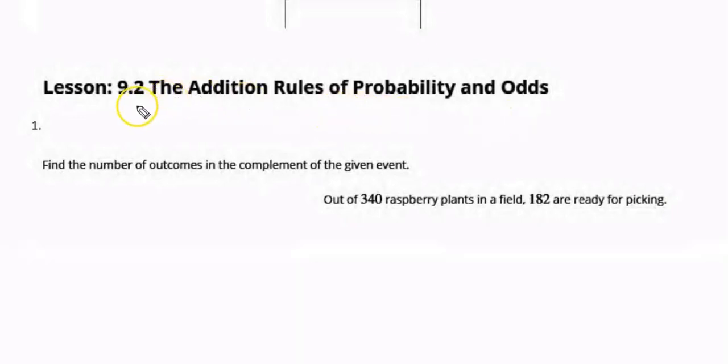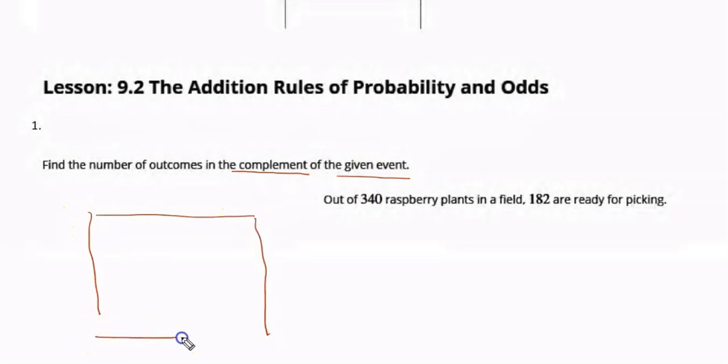Okay, going on now to topic 2 of chapter 9, addition, rules of probability, and odds. Again, this is some hands-on practice. Find the number of outcomes in the complement of the given event. So again, never hurts for a little review. So we're going to make a little Venn diagram.